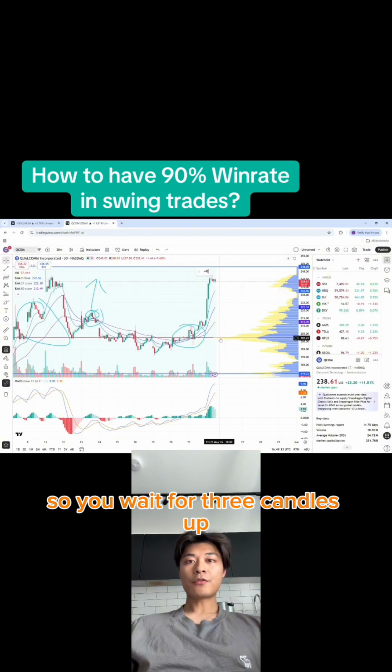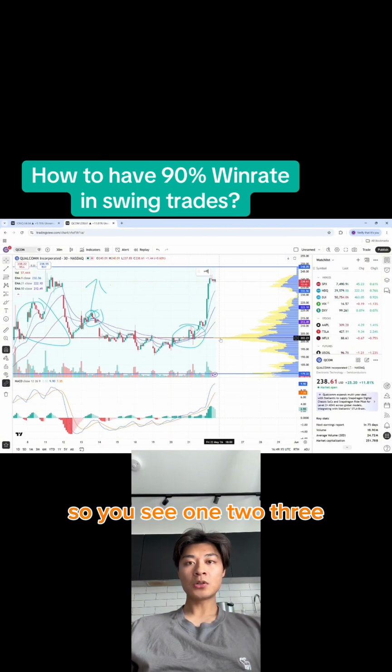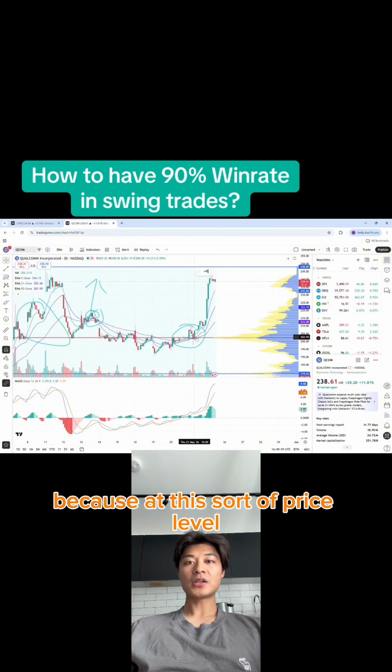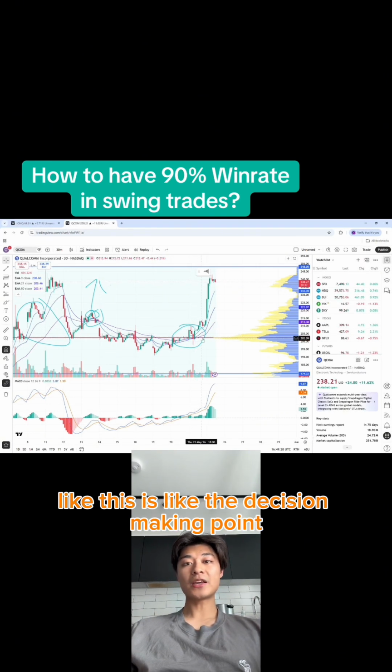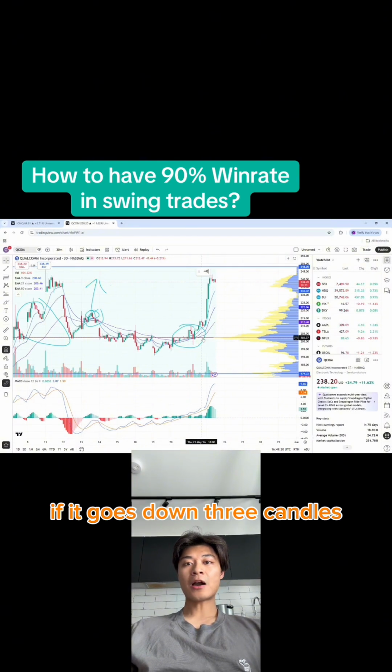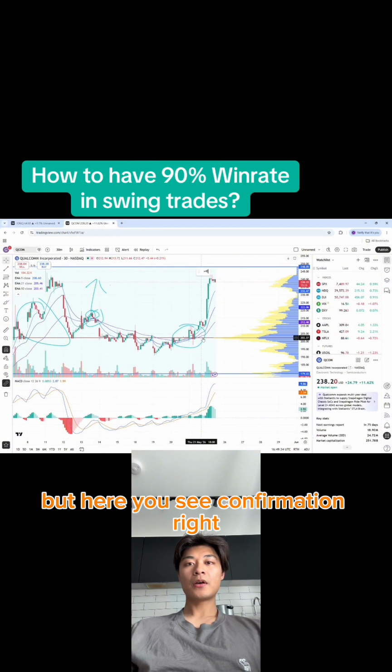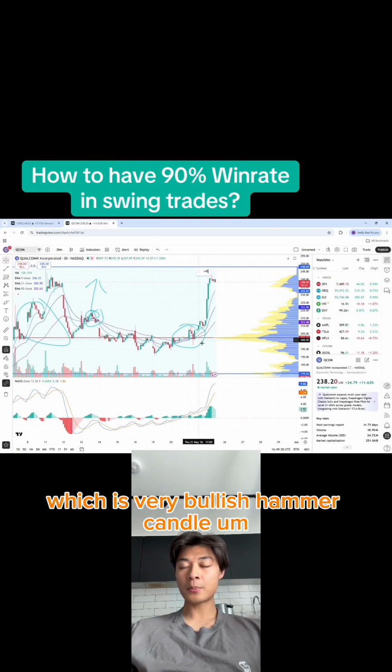So you wait for 3 candles up. You see 1, 2, 3. That's your confirmation, and that's where you can go in, because at this price level, it's where the stock decides where to go. This is the decision-making point. If it goes down 3 candles, it could get sent down, right? But here you see confirmation, right? You see a hammer candle, which is very bullish.